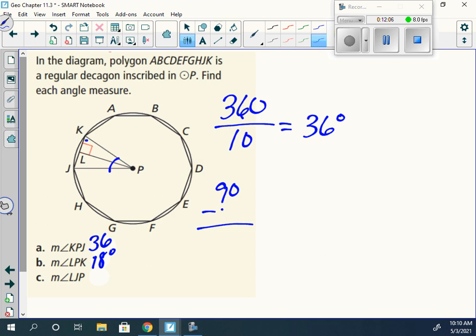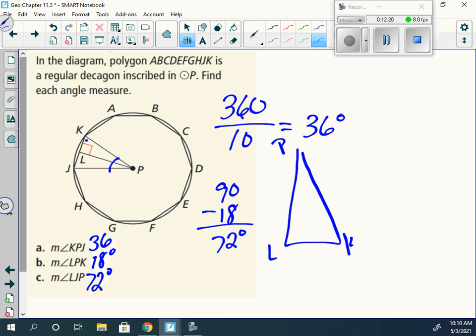90 minus what? Which would give us 72 degrees, because really the triangle that we're looking at, PLK, angle L is going to be 90 degrees. P, we found out, is 18. All three have to add up to be 180. Or since it is a right triangle, our two acute angles have to add together to be 90. Any questions on this here? Manipulating triangles. We feel good with this here?